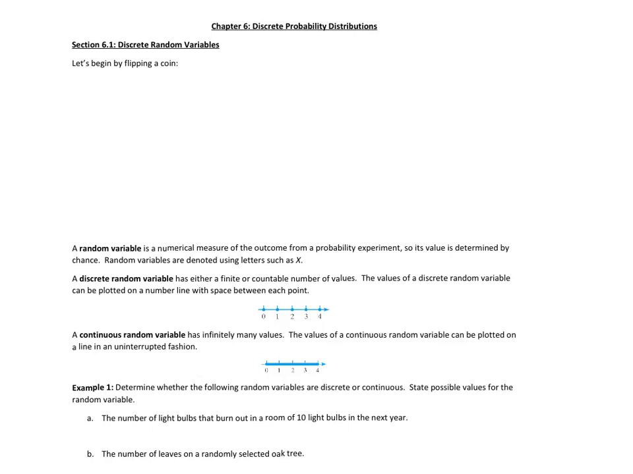Welcome to section 6.1. We're doing discrete random variables. So we're going to start building our distributions now that we have all the probability from chapter 5 understood. And one of the things that we're going to begin to do is define what a random variable is. And essentially we're going to be able to take a qualitative variable and turn it into a quantitative variable.